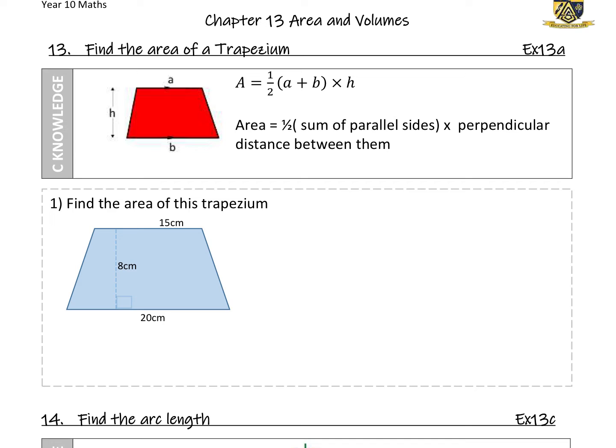So if we write this in words, you do a plus b, so you sum or add the parallel sides. You multiply by h, so you multiply by the perpendicular distance between them, and then you half that. So pause the video and have a go at example 1.